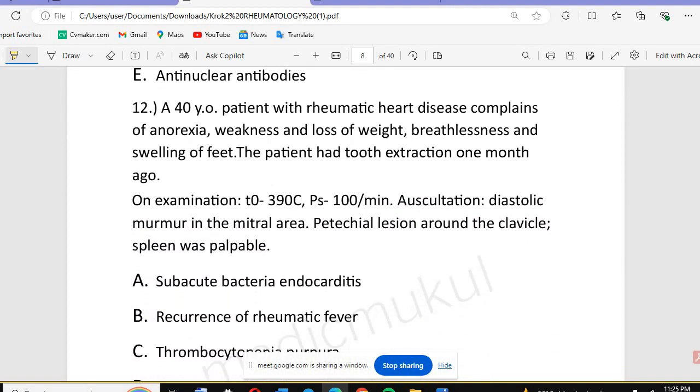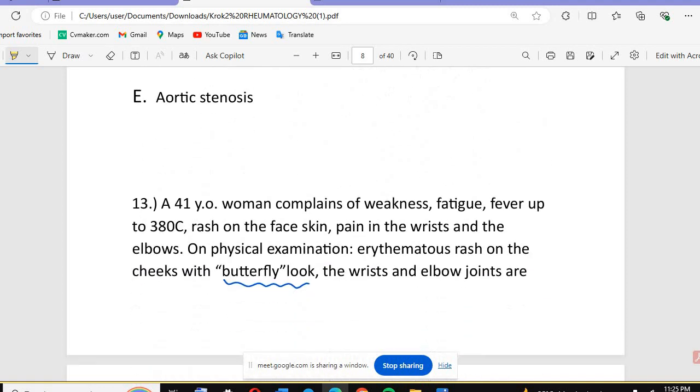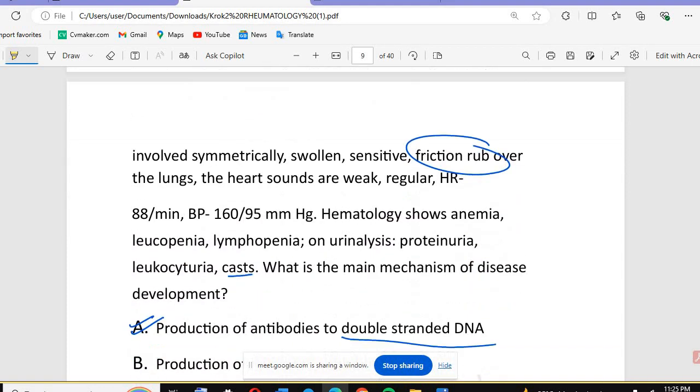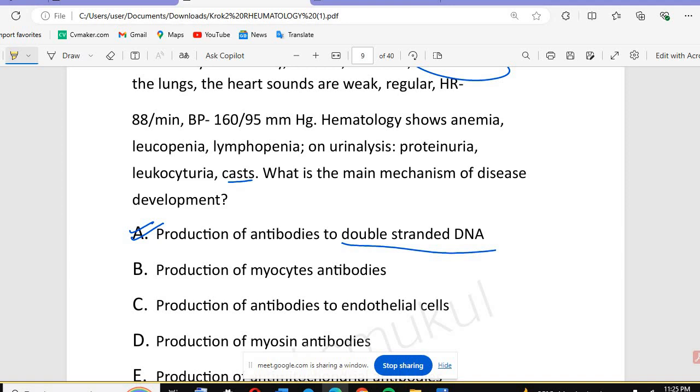After that, we are going to discuss endocarditis tomorrow. Then the next question has the butterfly look and friction rub. So what is that? Systemic lupus erythematosus. But here they are asking about the main mechanism of disease development. We have discussed that there is formation of antibodies: the double stranded DNA antibody, ANA antibody, anti-Smith antibody, and one more, the histone antibody.